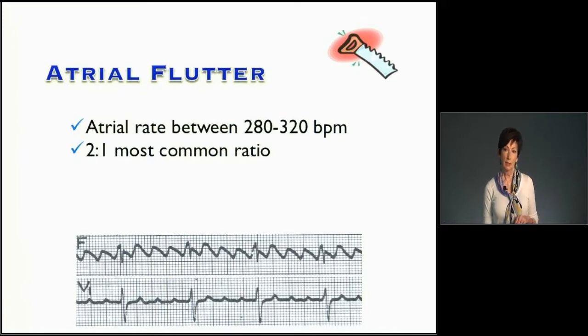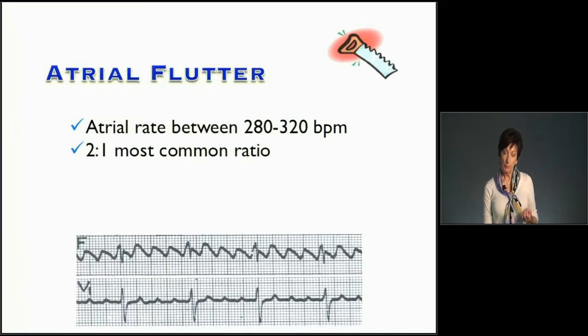Atrial flutter is an unstable rhythm. You don't want your patients in flutter because, first of all, 2 to 1 flutter is 150 beats per minute. That's fast, and many of our patients won't tolerate that. But there's also the possibility that if that atrial rate maybe drops down from a 300 to a 280 to a 290, now they may be able to conduct 1 to 1. So it's not a stable rhythm.